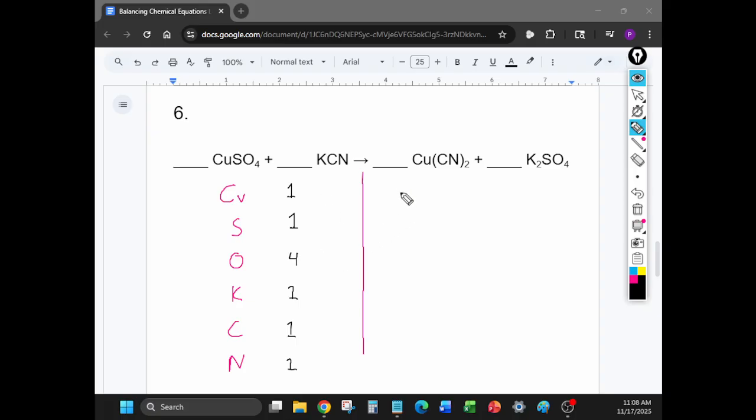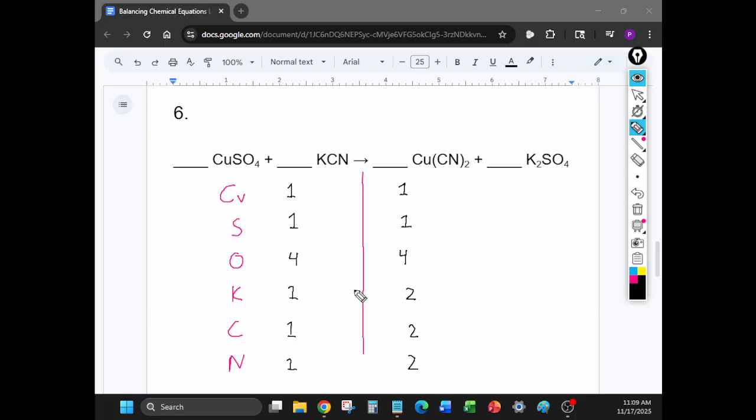Okay. Right side, we got 1 Cu, we got 2 Cs. If you notice, this is the same problem from number 2 on our warm-up. So we got 2 Cs, we got 2 Ns, we have 2 Ks, 1 S, and 4 O's. So I'll pause right there so you can check your numbers. Make sure you got the same as me. And please let me know if your numbers are different. 1, 1, 4, 1. Everybody good? What'd you get for the second one? Never mind. Continue.